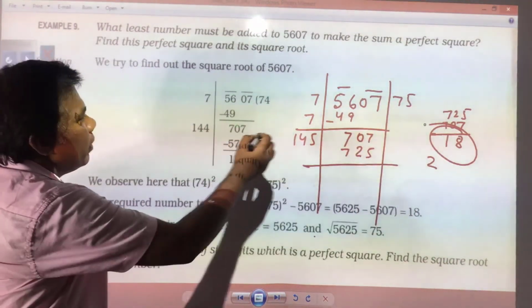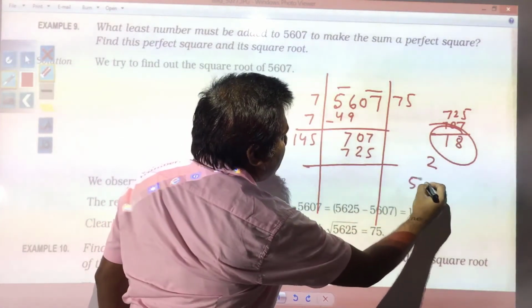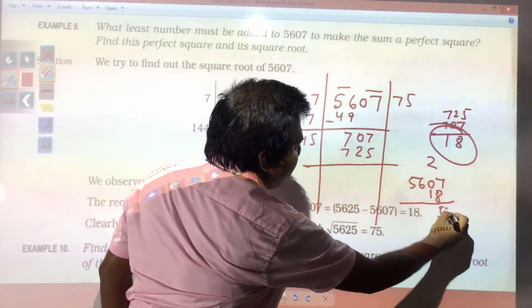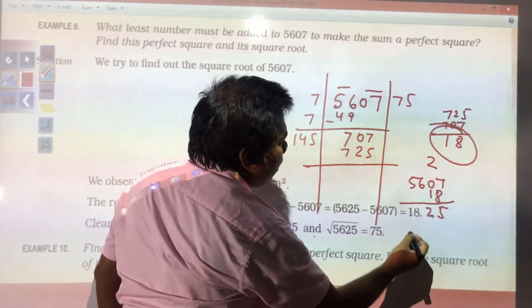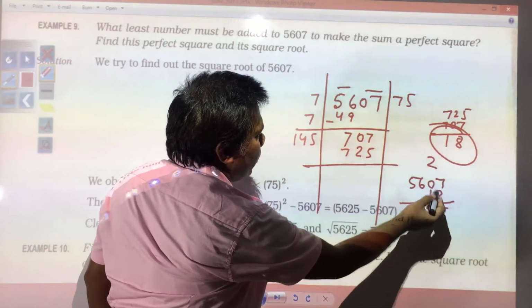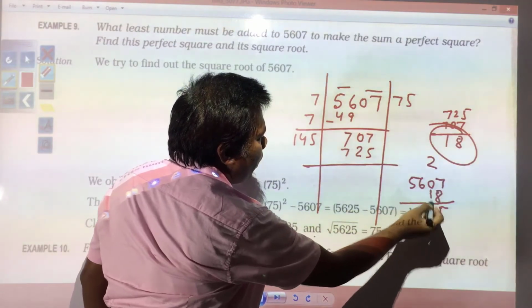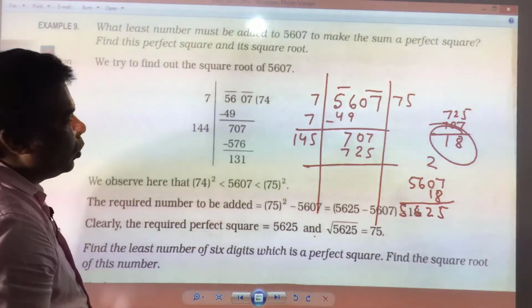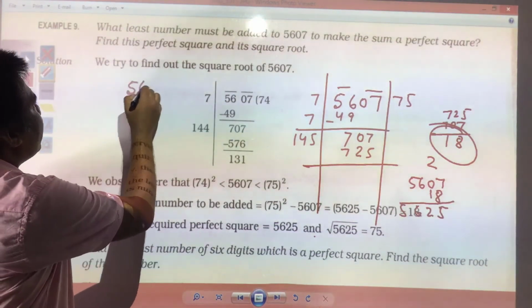Just you add 5607 with 18. 8 and 7 is 15, this will become 20, this will become 2. 1 and 1 is 2, 6 and 5. So, 5625. You divide this, 5625.